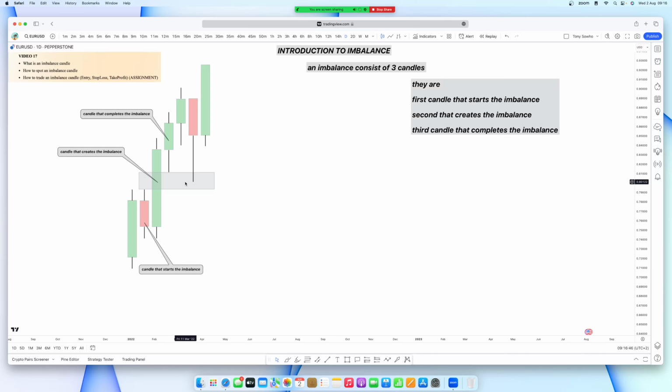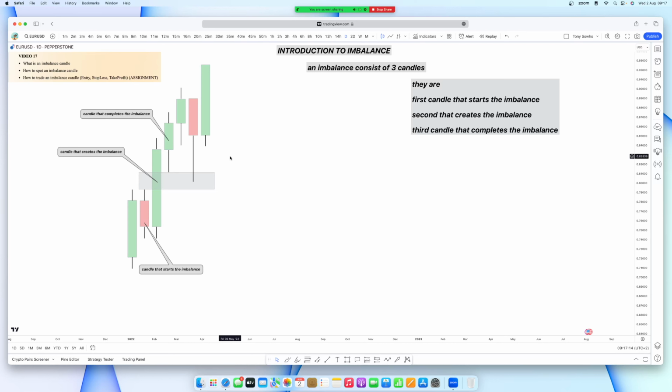Now, it is not in every case, it is not in every scenario, that price comes back to the imbalance immediately like this. There are cases where price would take time, really go far before coming back into the imbalance. But the idea is that the market has created an imbalance. It needs to come back to balance it. That's the idea.